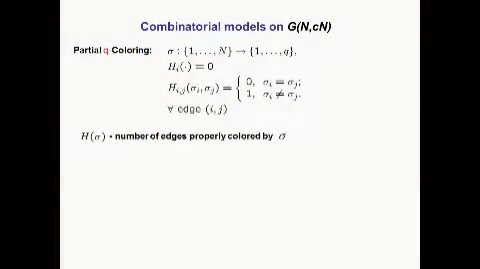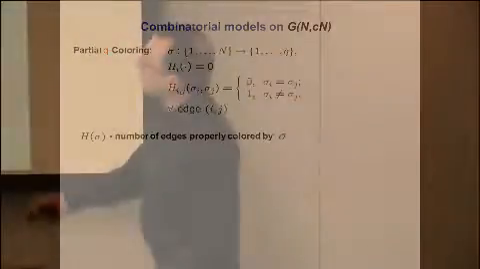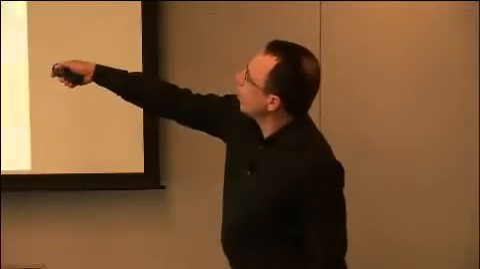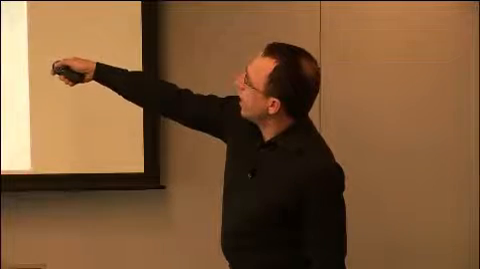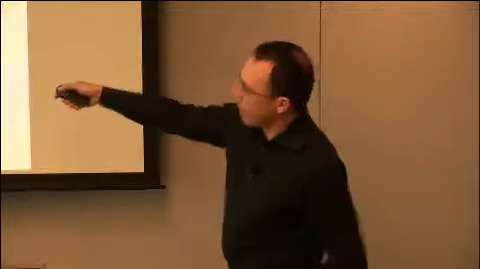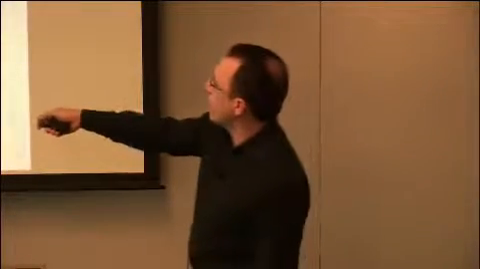Okay? Here's another example, partial Q colorings. Assume that all node potentials are 0, and edge potentials look like this. Every time you have a different color, you have a reward 1. Every time you have the same color, you have no reward, 0. In that case, h of sigma would be basically the number of edges properly colored by this coloring assignment. So it's like a partial coloring.